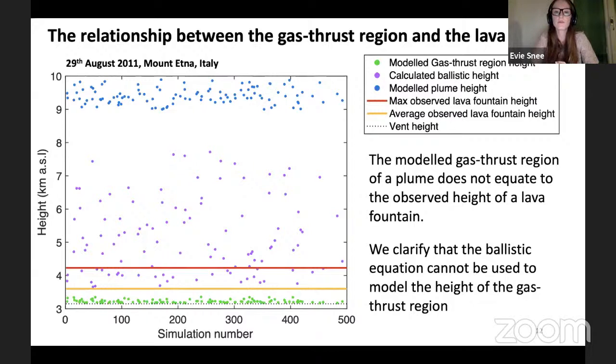The first thing to note is that the height of the gas-flushed region, the green dots, is not equivalent to the height of the lava fountain or to the calculated ballistic height. So we now understand the lava fountain is something separate; it's not the gas-flushed region of the plume. We just wanted to clarify that point.